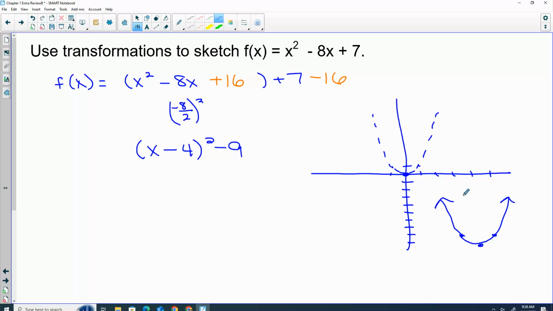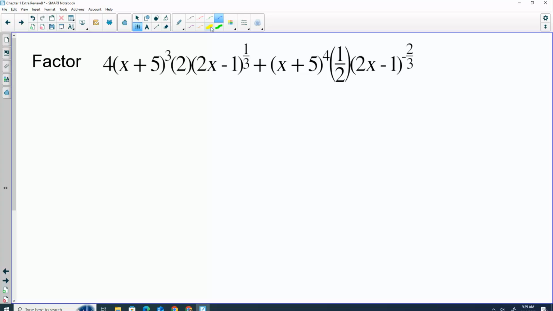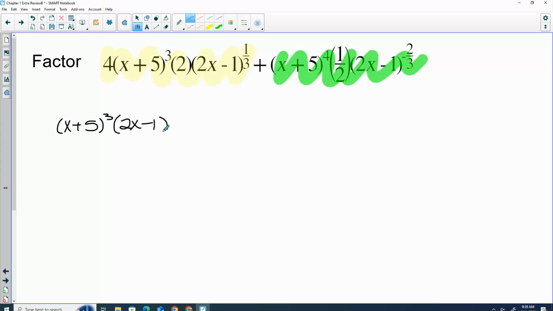Let's go ahead and look at the next question too. One of those ugly factoring ones. We have two terms. Here's a term, here's a term. What do they both have? Which exponent is smaller, 3 or 4? They both have 2x minus 1. Would I take out 1/3 or negative 2/3? What else might I want to take out here? The 1/2, so we don't have a fraction to deal with.